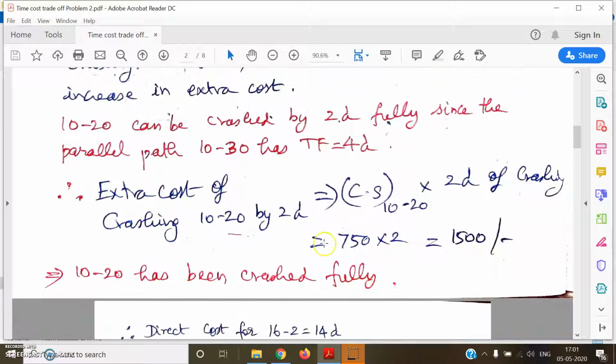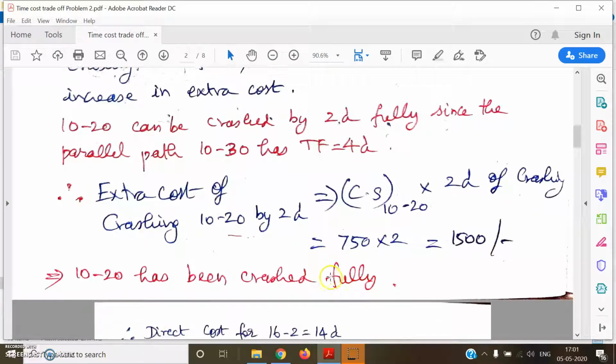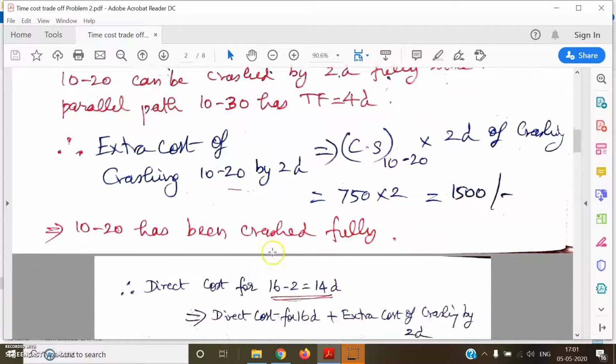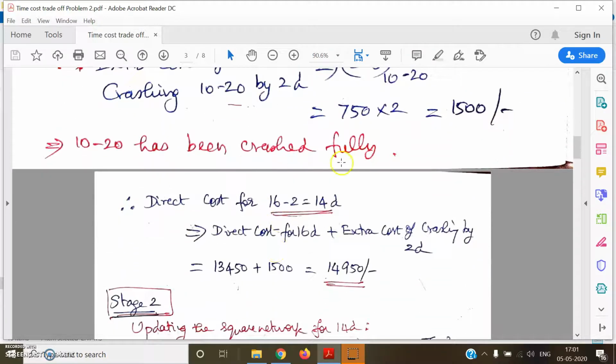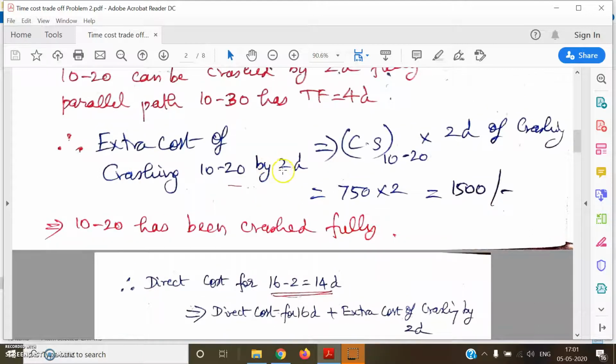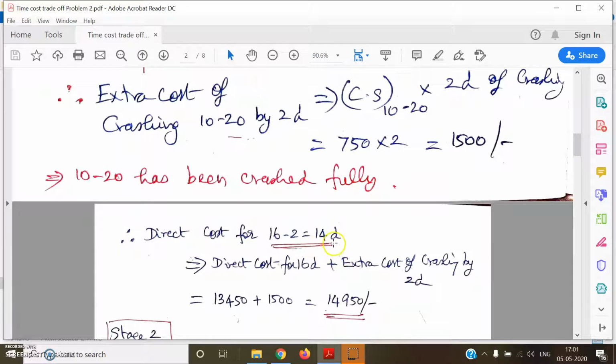Now activity 10:20 has been fully crashed. From 5 days, it has come to 3 days. No further crashing possibility is there on 10:20. Right. Now we have crashed the project by 2 days. That means from 16 days, we have brought it to 14 days. That means 2 days of crashing has been done.